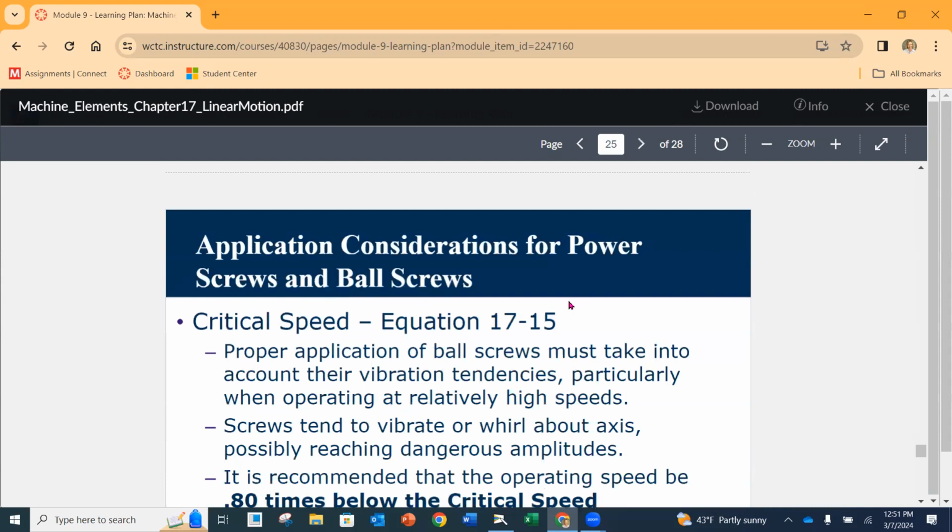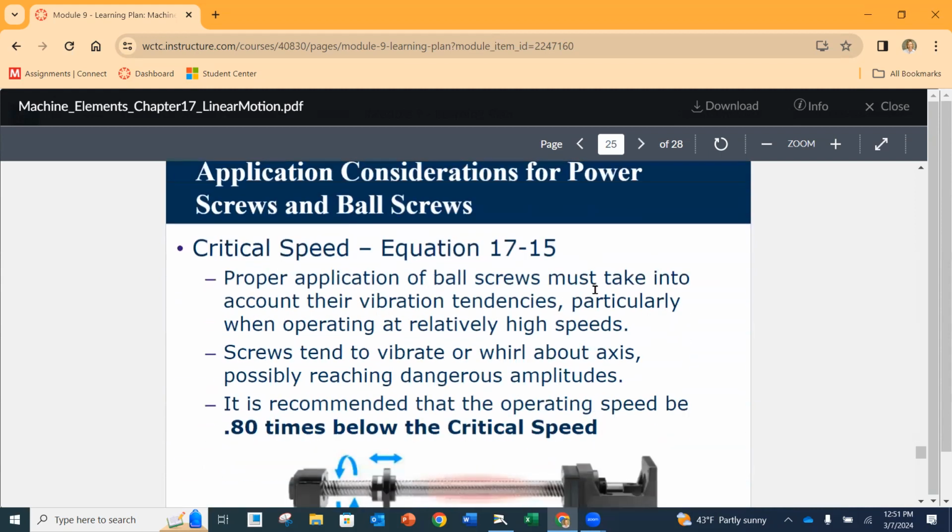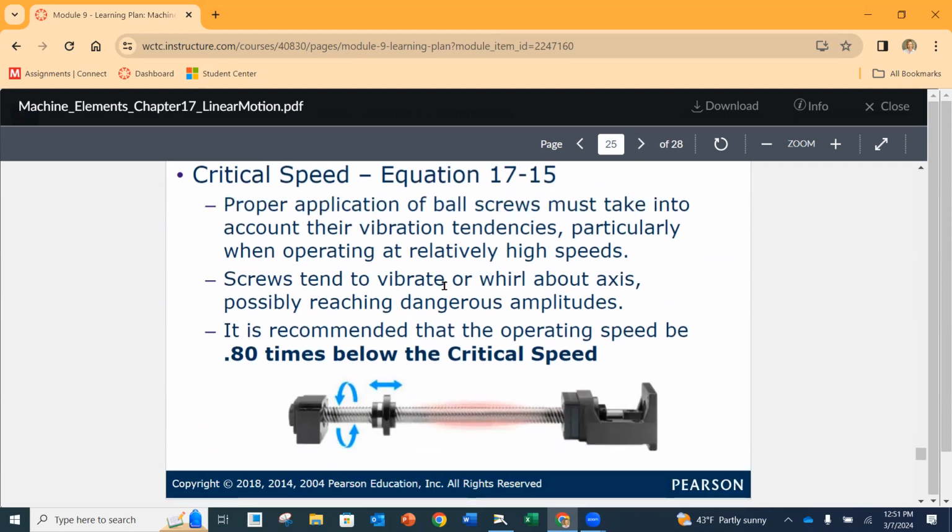So then the next things that we want to consider as we're using power screws and ball screws is critical speed. In our application, the speeds that we're using aren't very high at all, but there is a chance that when you are going at higher speeds, you could get some vibration and some harmonic motion going on that you have to be aware of.